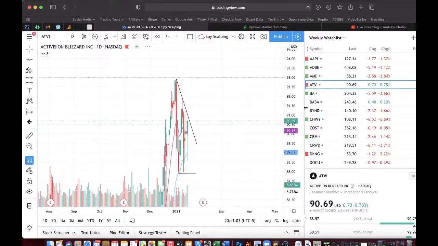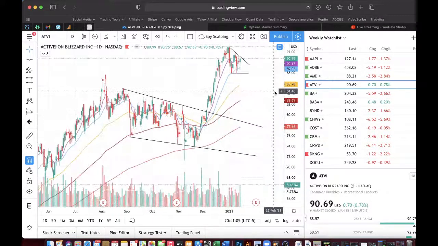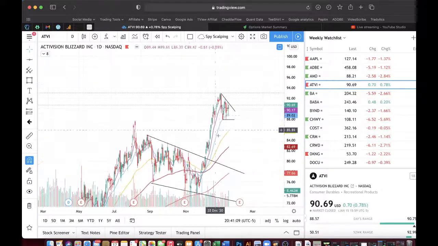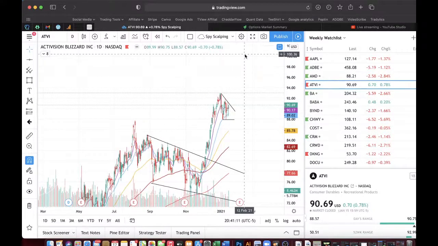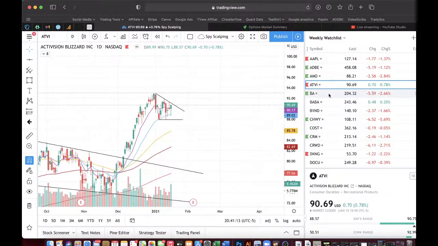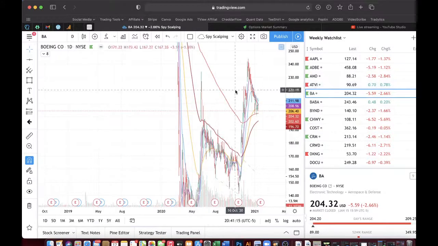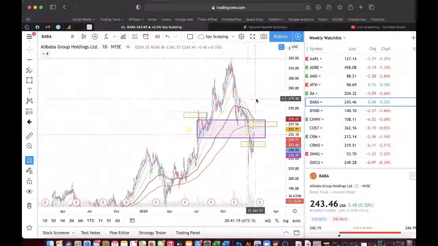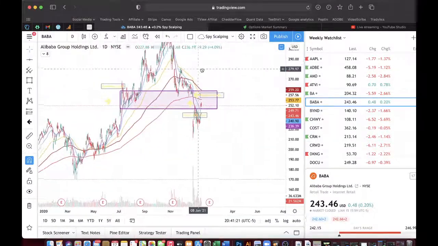So ATVI, definitely like that setup this week. Highly recommend watching it to see if we do see a breakout. I could easily see 100 this week if there is a nice breakout there. BA, not touching BA. BABA, not a whole lot there for BABA.